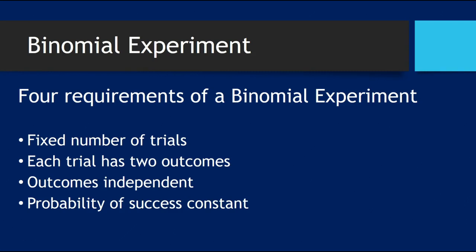So for binomial experiments, we have to have a fixed number of trials before we ever start. Each trial has to be either a success or a failure. All the probabilities are constant and all of the outcomes are independent. So if I have those 4 key points, then I can use all the tools that I showed.